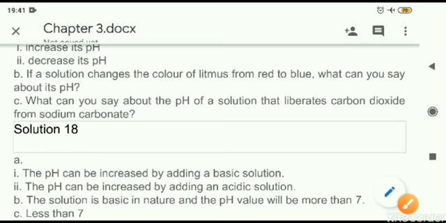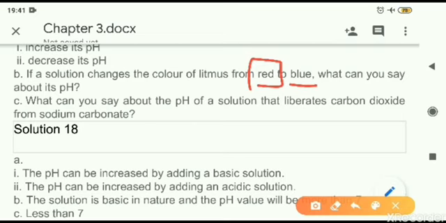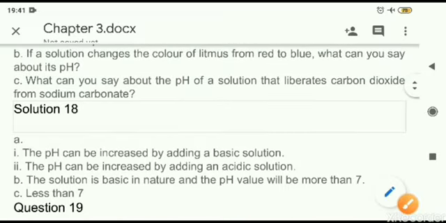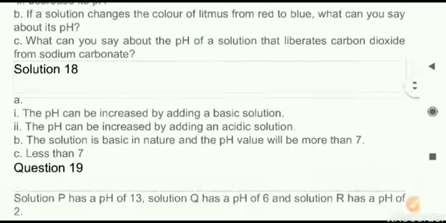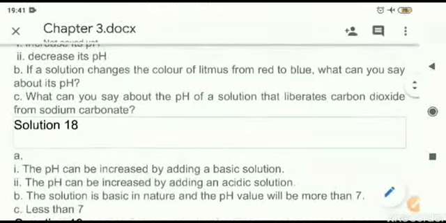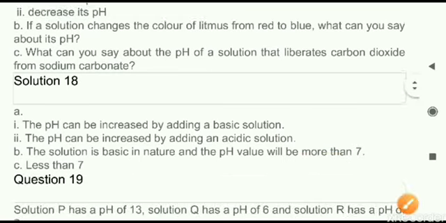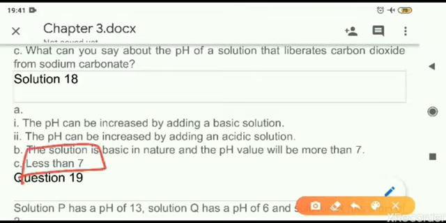Second, if the solution changes the color of litmus from red to blue, red litmus changes to blue, then what about the pH? So red litmus changes to blue in what cases? It changes in the case of bases only. If the pH value is more than 7, then only red litmus paper will change into blue color. Next, the C part. What can you say about the pH of the solution that liberates carbon dioxide and forms sodium carbonate? If any substance liberates carbon dioxide, that means it is an acid, which we have seen in the reactions of carbonates. So we can say it has a pH less than 7.